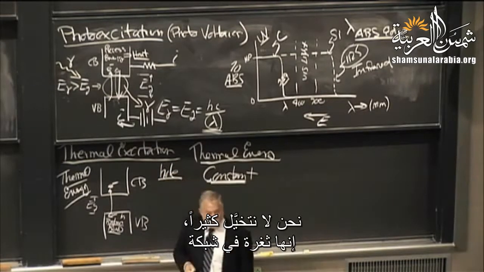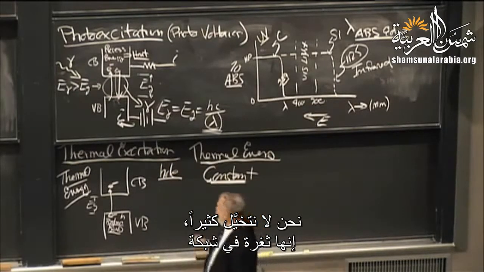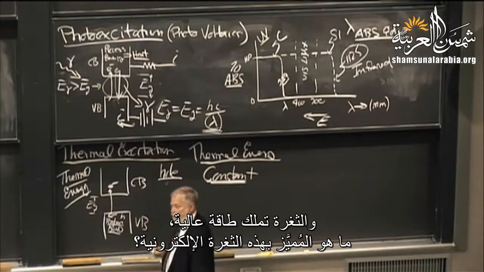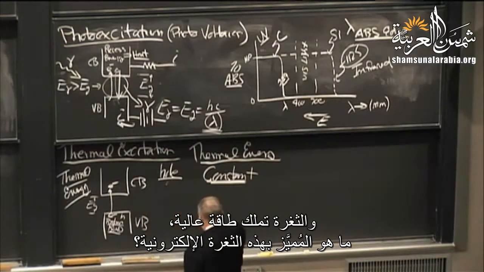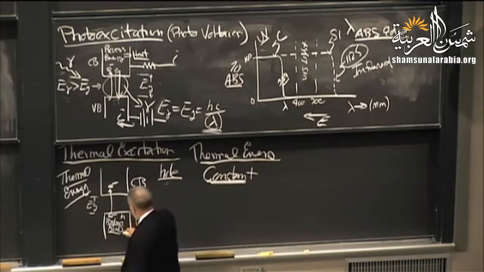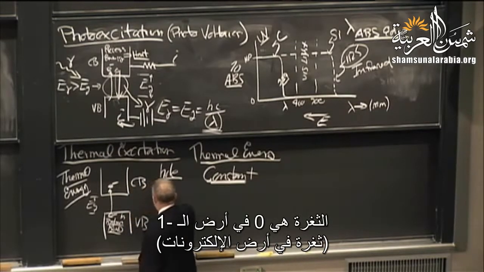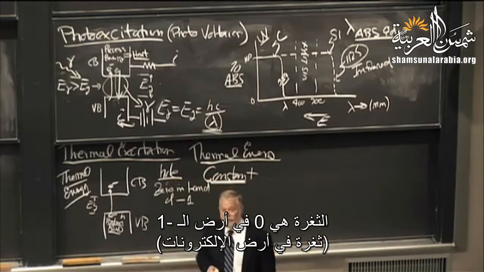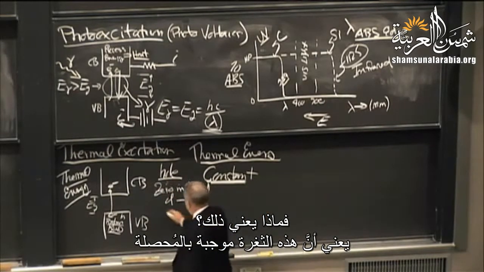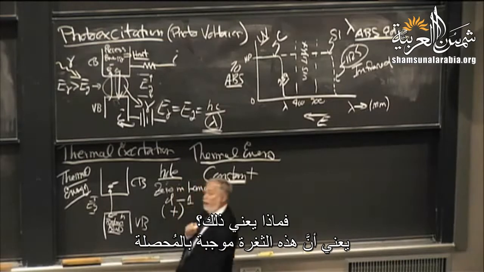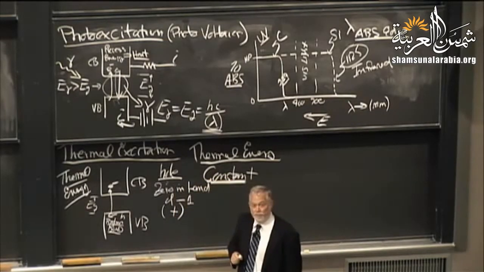We're not too imaginative. It's a hole in the lattice. All right? But it has high energy. So what's the deal with this hole? Well, a hole is a zero in a land of -1. All right? So what does it mean? It's actually net positive.